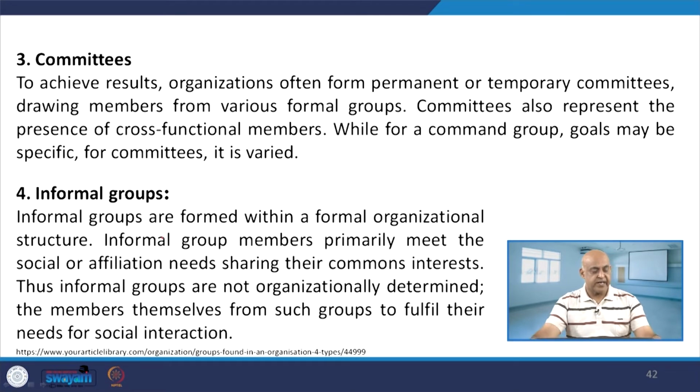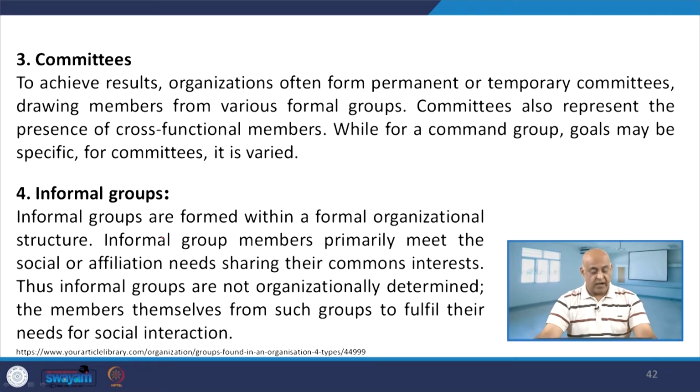The third type of group is committees. To achieve results, organizations often form permanent or temporary committees, drawing members from various formal groups. Committees also represent the presence of cross functional members, and while for a command group goals may be specific, for committees they are varied.